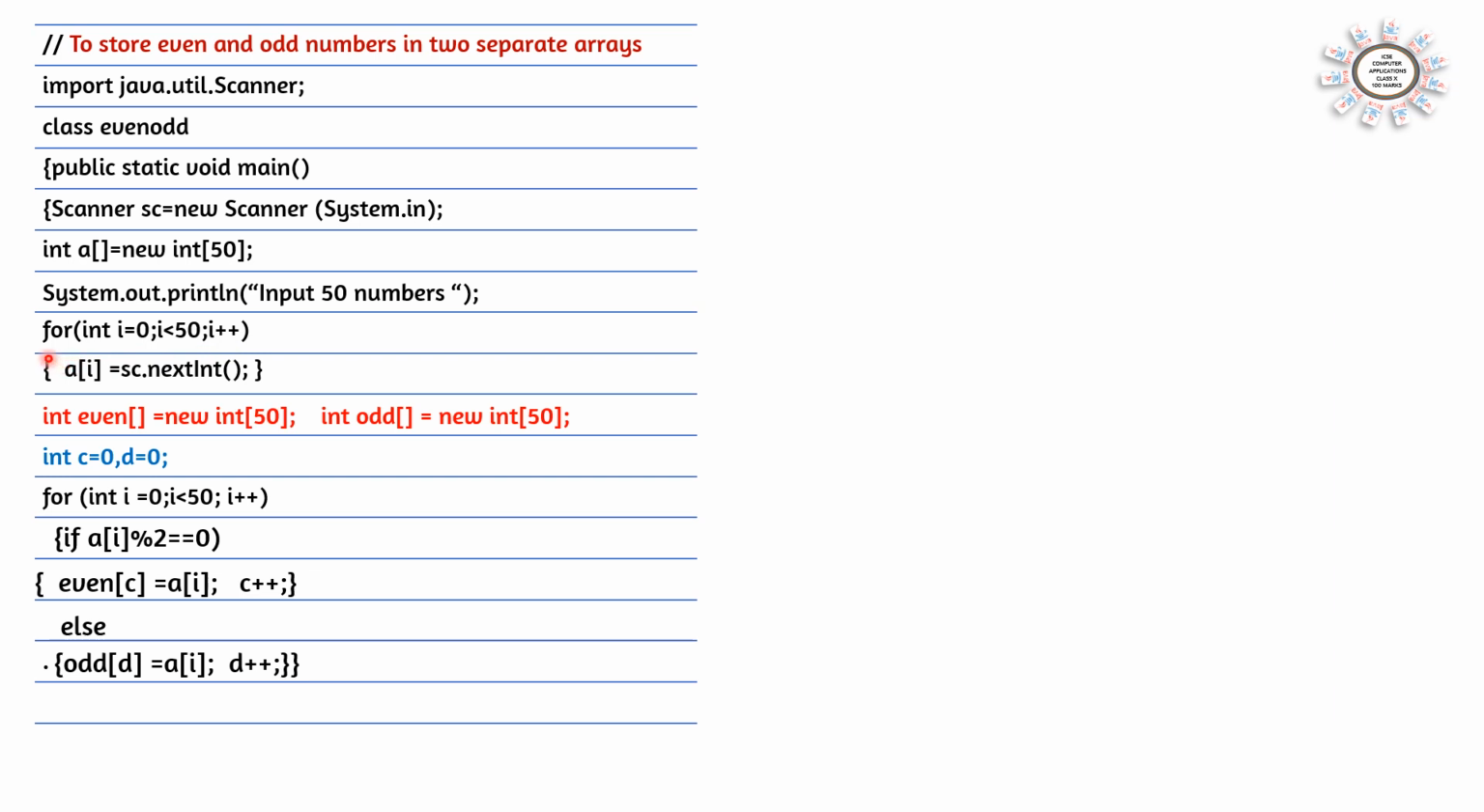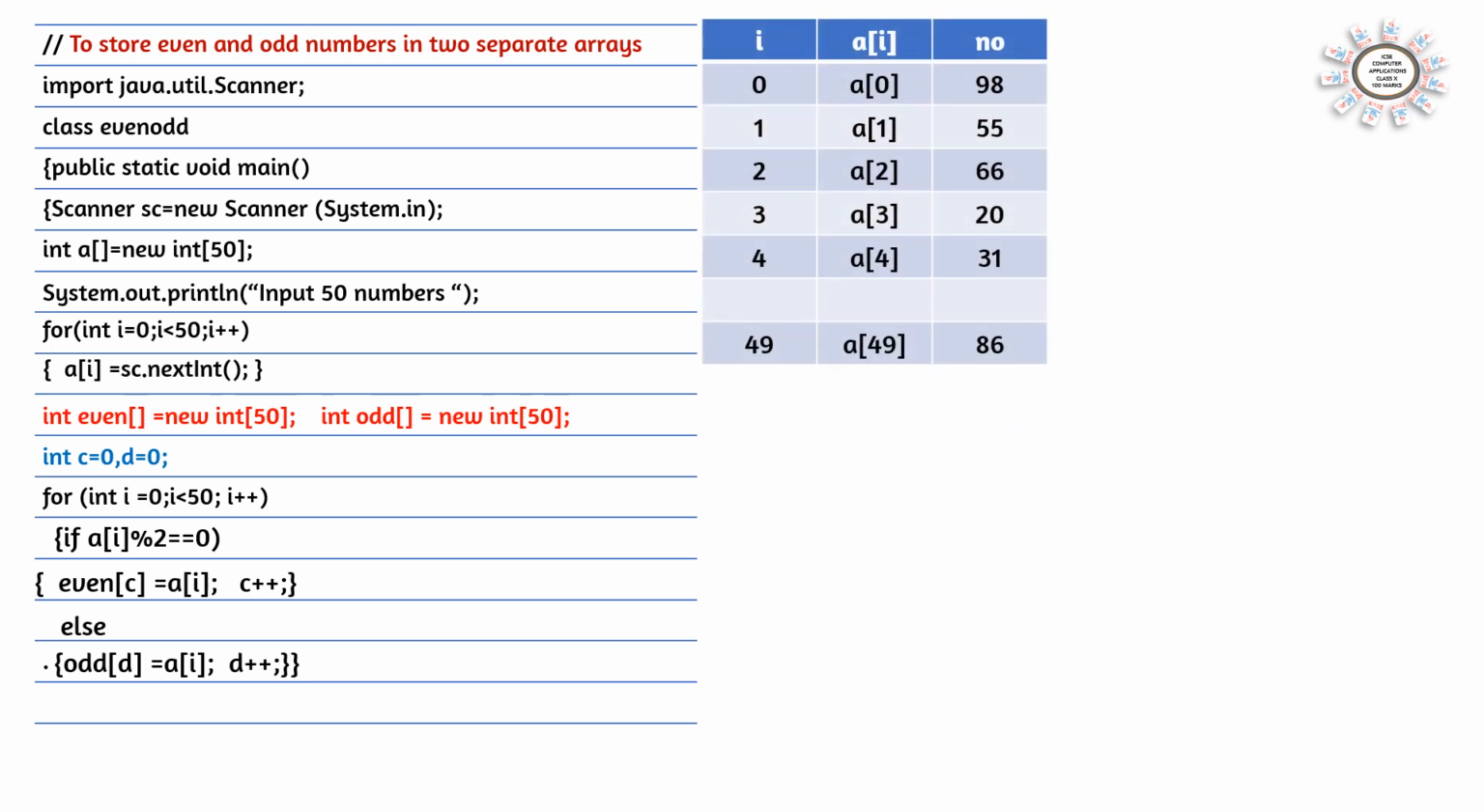Here we are starting the for loop. For int i is equal to 0, i less than 50, i plus plus. And A of I is equal to sc.nextInt. That means starting from array 0 position, it's 0 to 49, the I loop will run, and A0, A1, A2, A3 up to A49 different integer numbers will be stored in the array. So the first part is over, and now we have to find and separate the even numbers and odd numbers in two different arrays.